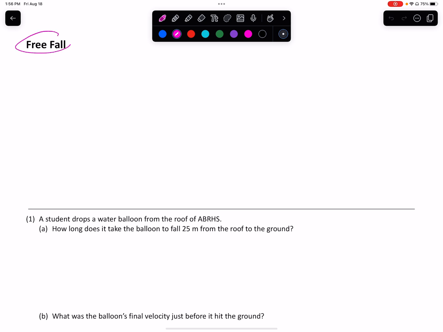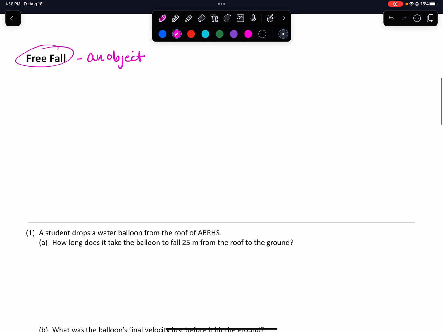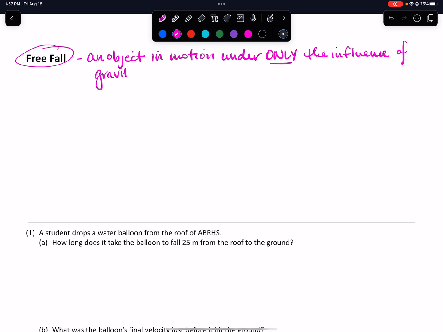All right, so free fall is defined as an object in motion under only the influence of gravity. All right, now gravity is a fundamental phenomenon. All right, on Earth, gravity has a specific value.